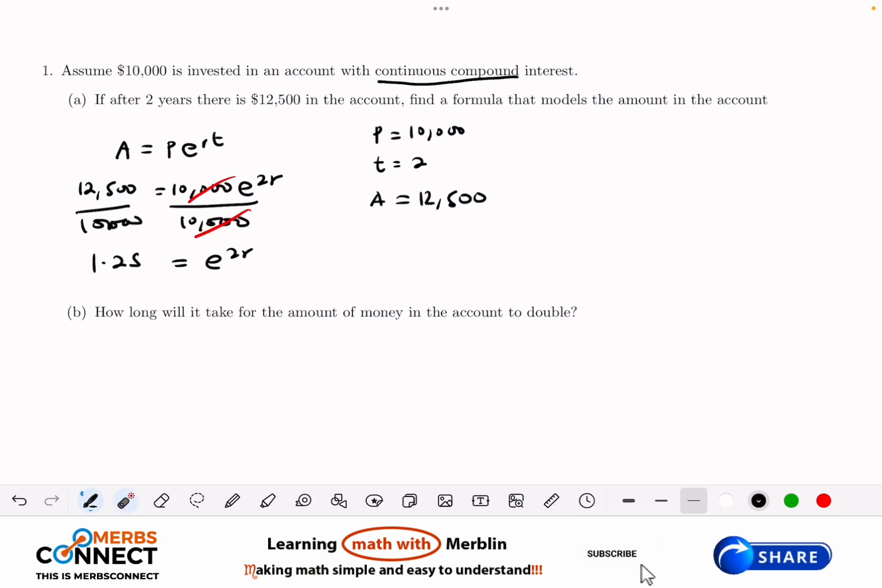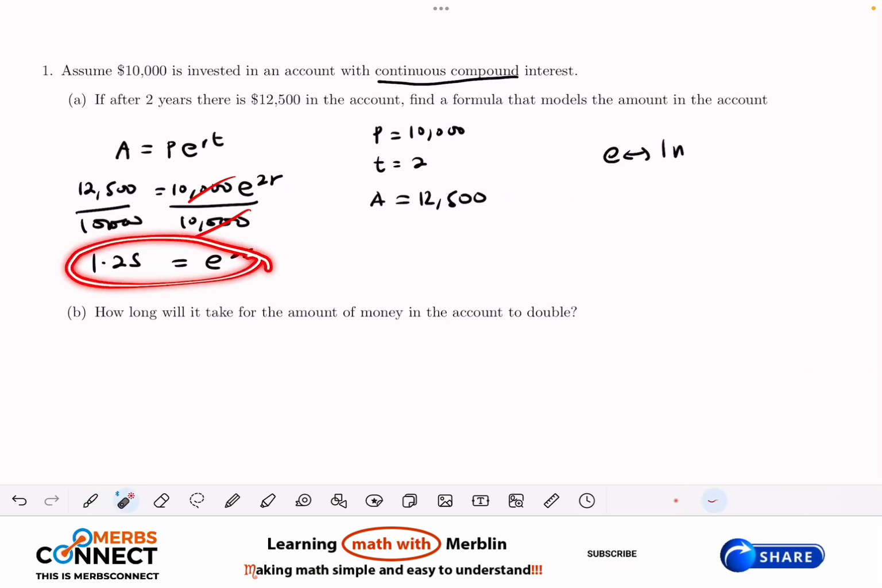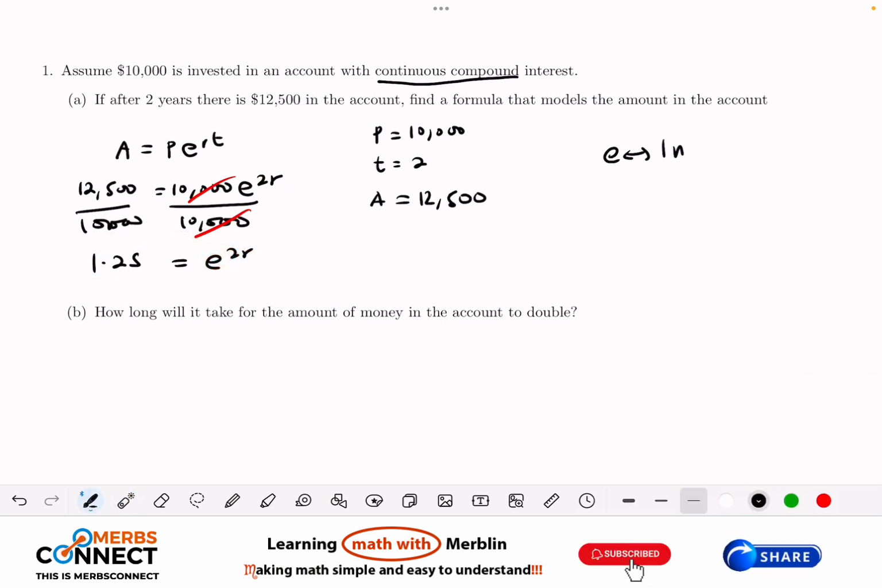Now let's learn something here. Anytime I have an exponential function, it goes with ln, the natural log. So anytime I have an equation with the exponential function, I need to take the ln on both sides. Anytime I have an equation which involves the ln function, I need to take the exponential function on both sides. So ln of e is equal to 1, and e to the power of ln 1 is equal to 1. That's what we need to know.